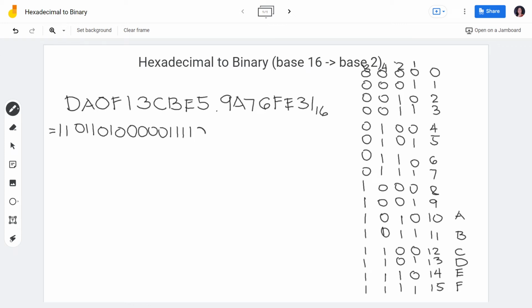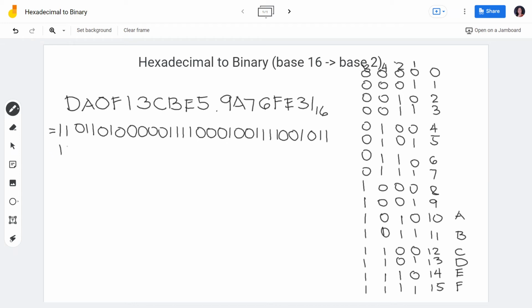And then 1 is 0, 0, 0, 1, and then 3 is 0, 0, 1, 1. C is 1, 1, 0, 0, and then B is 1, 0, 1, 1. So let's continue here.